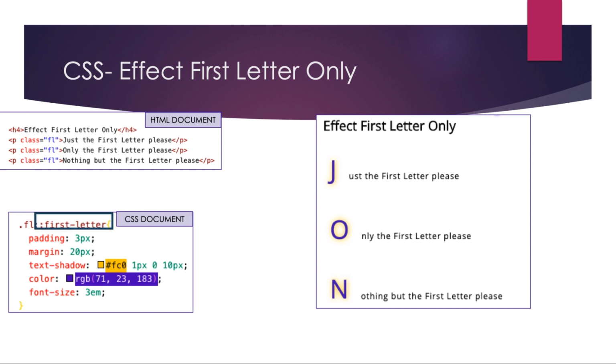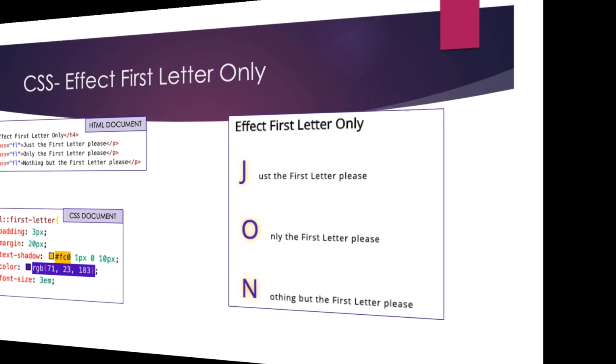And then I have my first letter, two colons and first letter, which of course is the pseudo element. And you see what it looks like on the right-hand side for three sentences. Whatever I have in the rest of this rule gets applied to each of the first letters.